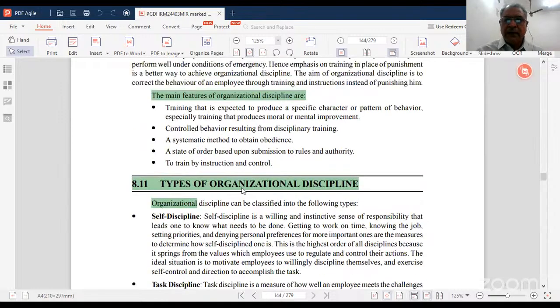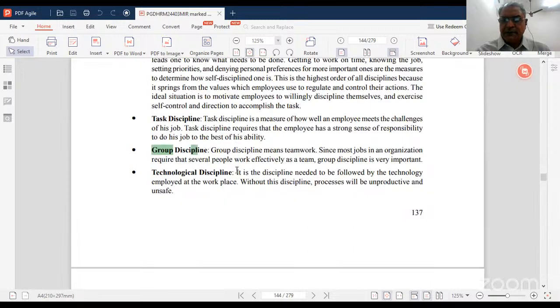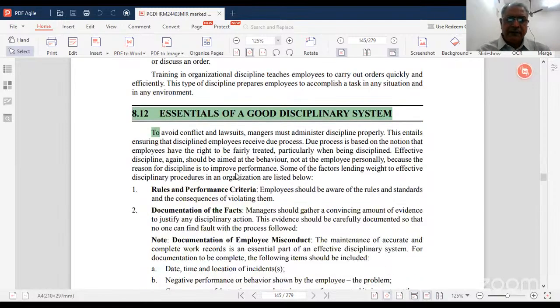Then lastly, organizational discipline is another important area, with its main features. Till now, we understood the characteristic nature of individual employee discipline. Now we are talking about features of organizational discipline. Training on expected procedures and specific characteristics controls the behavior resulting from disciplinary training. Then, a systematic method to obtain a state of order based upon submission to rules. Types of organizational discipline are self-discipline, task discipline, group discipline, technology discipline, and imposed discipline. These are the various aspects that everybody has to understand.